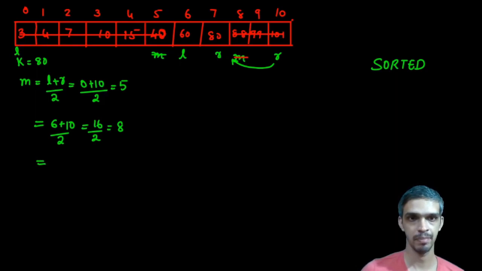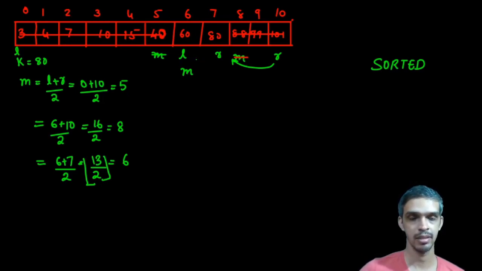Again we will be calculating m. So that will be 6 plus 7 divided by 2, so that will be 13 by 2. 13 by 2 we will be taking the floor. So we will be getting 6. So m equal to 6.